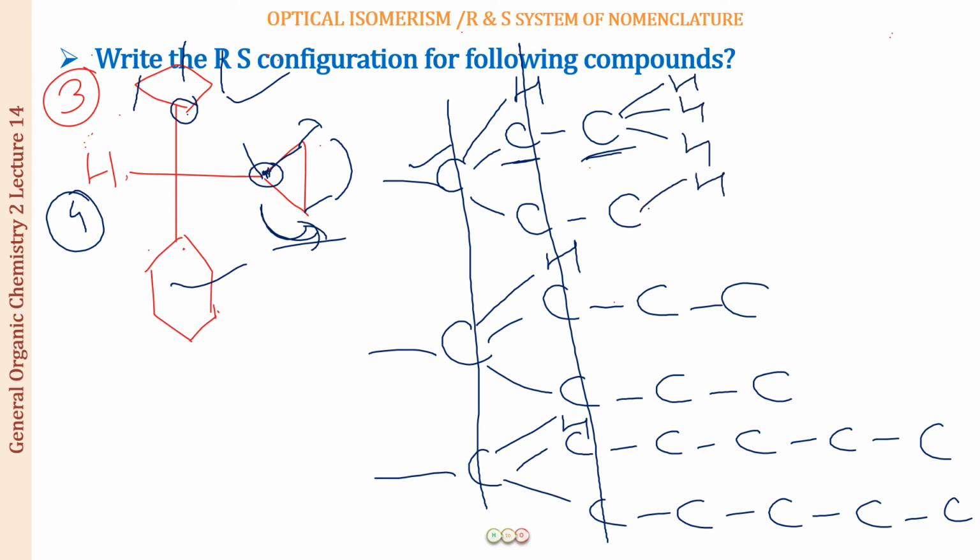Similarly for this one, it is also going to be hydrogen. Okay. And for this one, what is it? It is forming two bonds with two carbons. So it is having two valencies free. So it is going to be a H and a H. For this one also, it will be a H and a H.